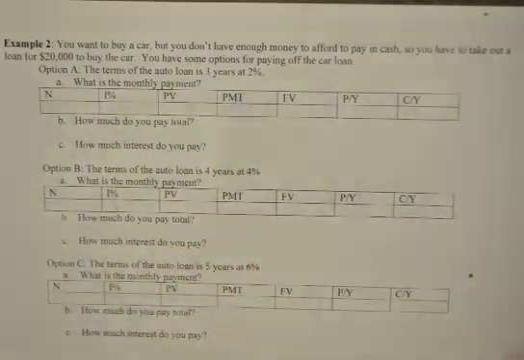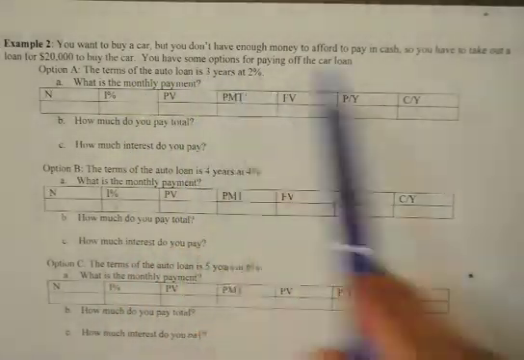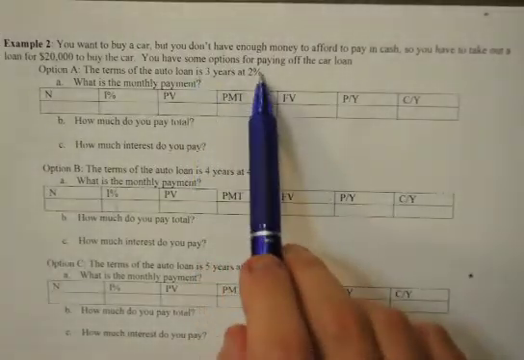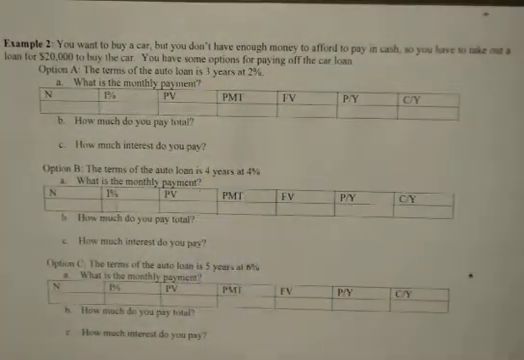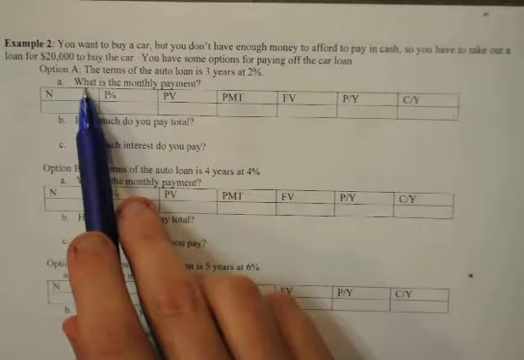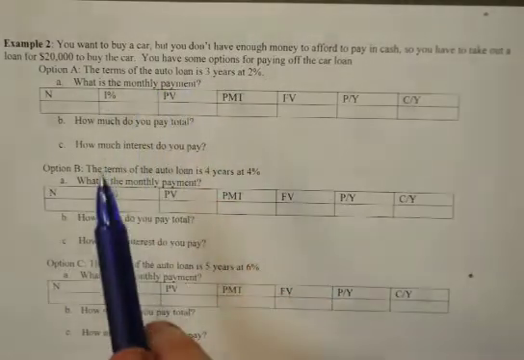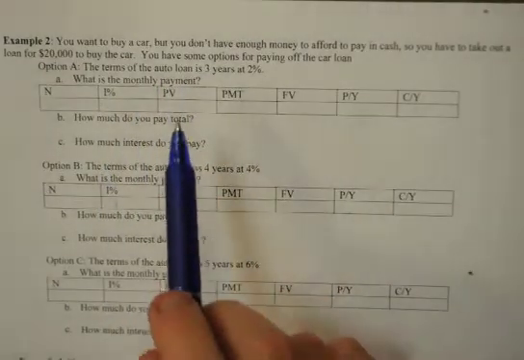You have some options. You could do 3 years at 2%. You could pay it back in 4 years at 4%, or 5 years at 6%. So those are your options. Let's go for it. What is your monthly payment? That's kind of an important part of this, is how much do you need to pay a month.